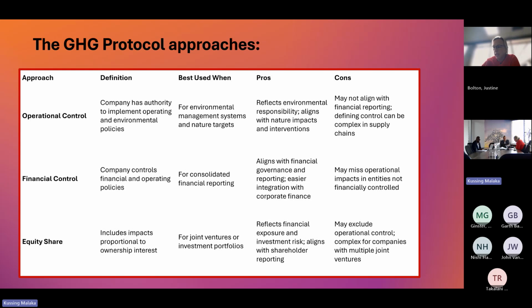But it is useful to understand the difference between them, and the pros and cons. And it's not to say that one is better than another. It just, I think, depends on your organization and how you operate. So, for example, coming from a financial institution myself, we use the operational control boundary for our greenhouse gas accounting.